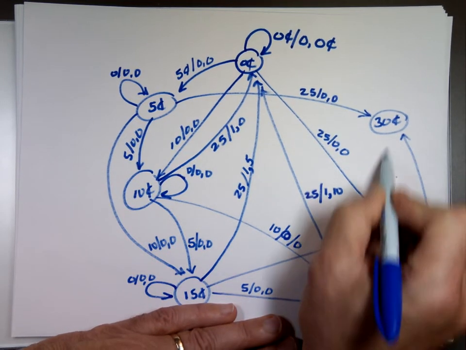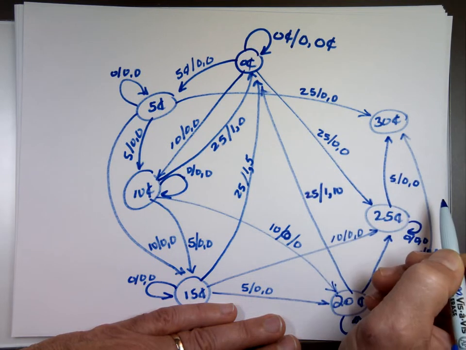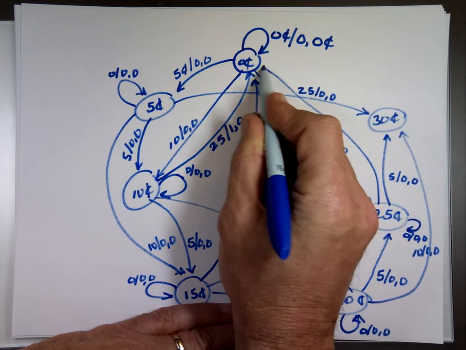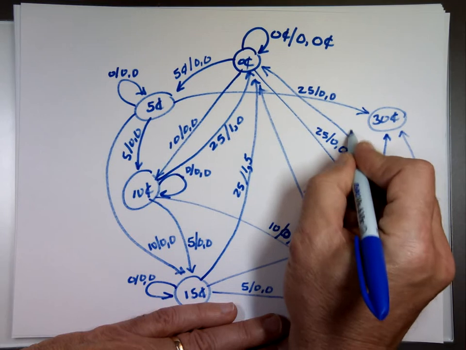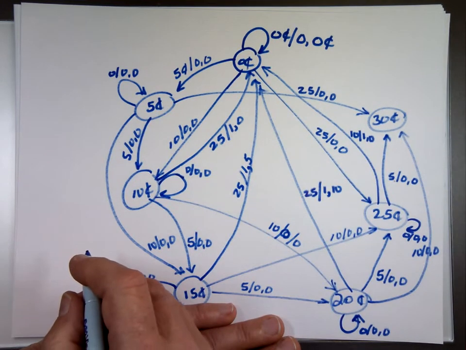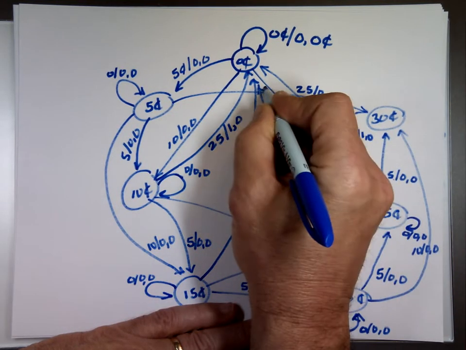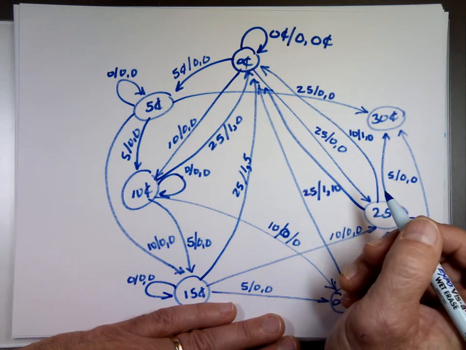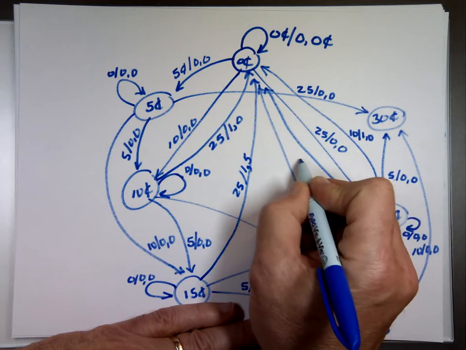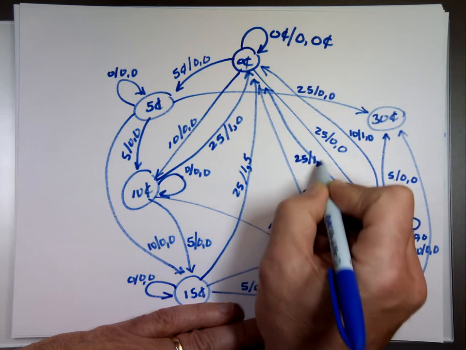5 cents, I go right here. No candy and no change. 10 cents, 25 and 10 is what? 35, right? So if you put 10 cents, you get a candy with no change. And if you put 25 cents, what's 25 and 25? 50, right? So you get 15 cents back. So with 25, you get a candy and 15 cents back.